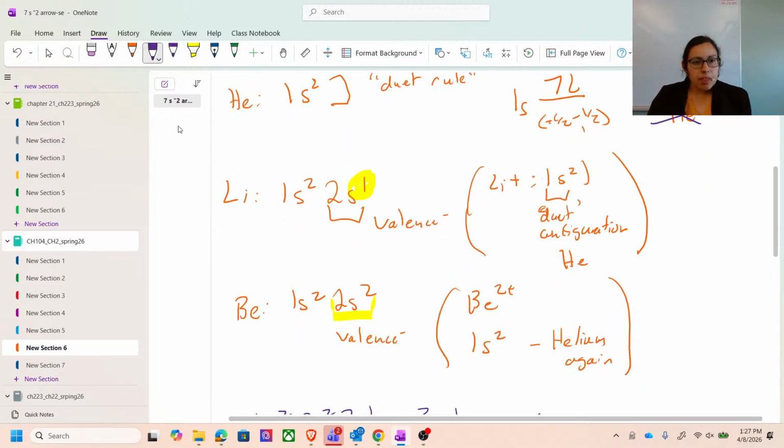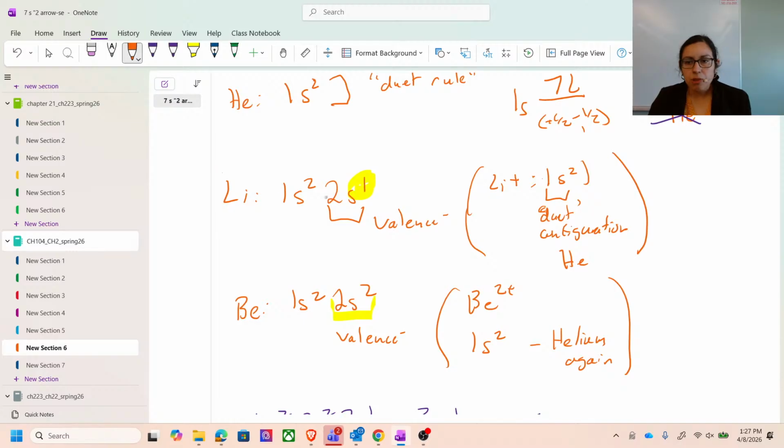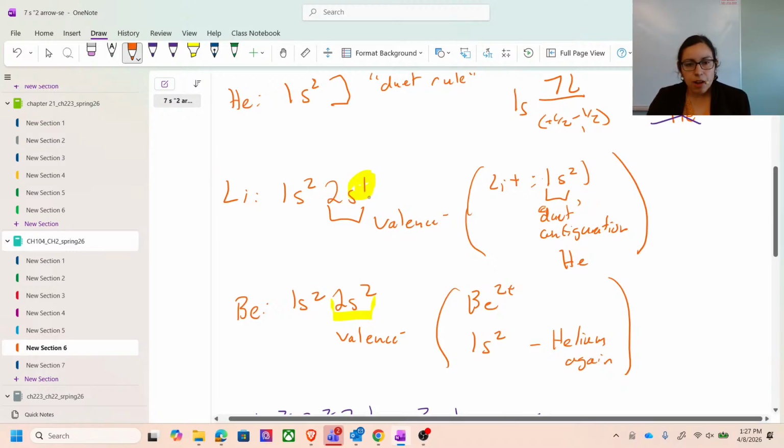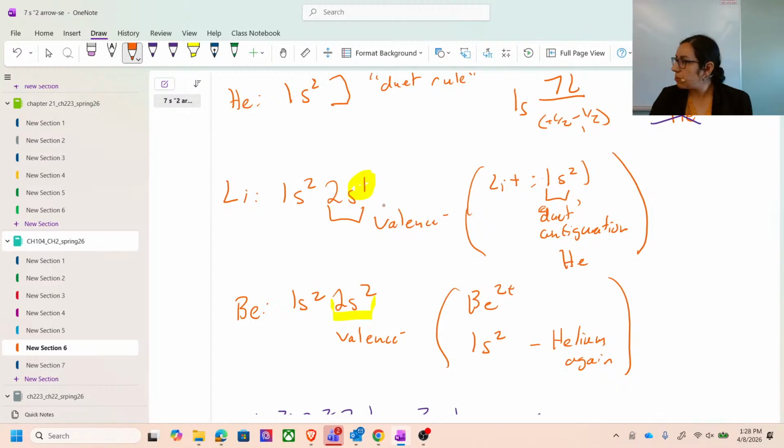And then if we're looking at lithium, again, we only care about the valence electrons when we're writing our Lewis dot structure. So it's 2s1 for our valence electrons. That means lithium will just have a dot as well, and that's really showing the reactivity. Well, it's in the s orbital, right? So it's in the 2s1 orbital.